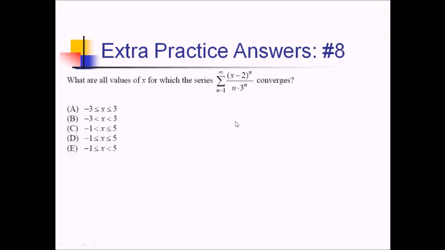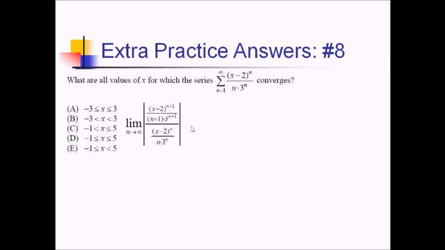On this problem, we want to find the interval of convergence for this series. Since this is not quite geometric because of this n down here, we have to use the ratio test. So I have the limit as n approaches infinity of the absolute value of the n plus 1th version of this, so (x minus 2) to the n plus 1 over (n plus 1) times 3 to the n plus 1, all that craziness, divided by the nth term of this.